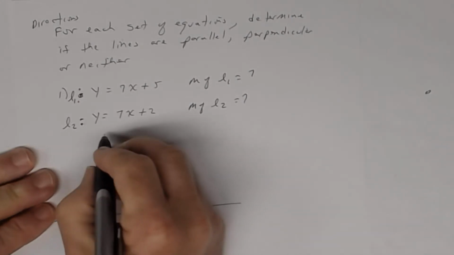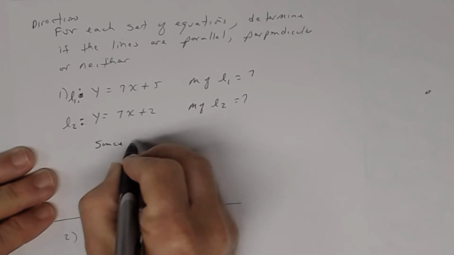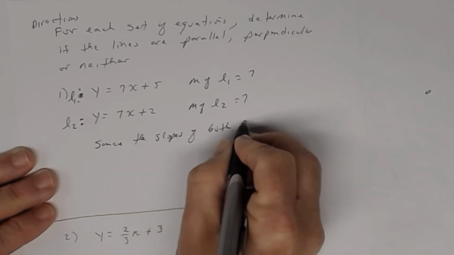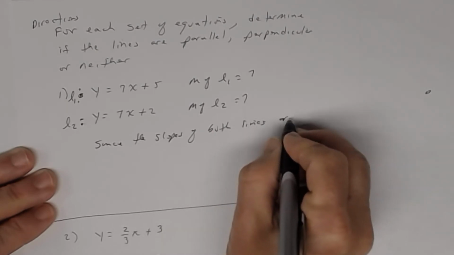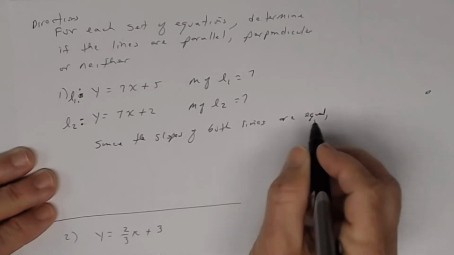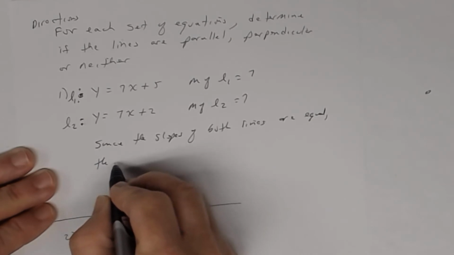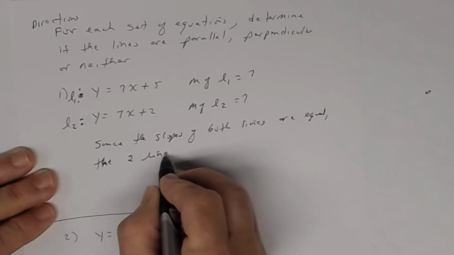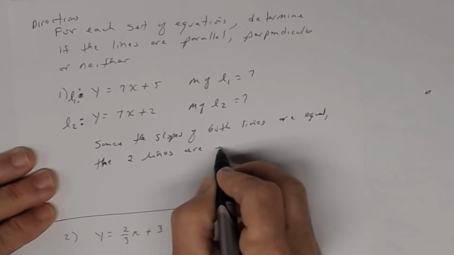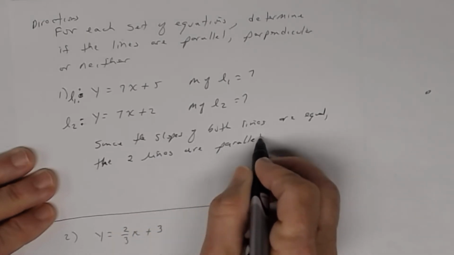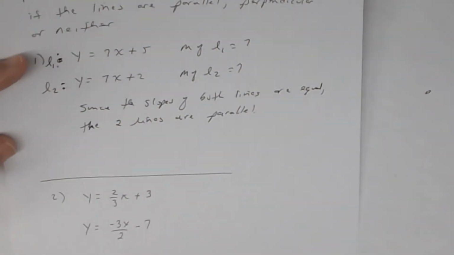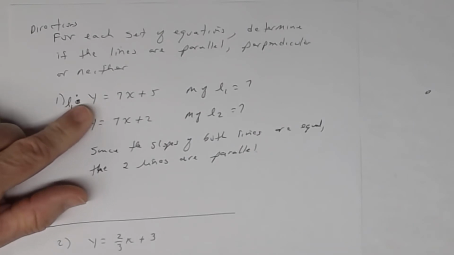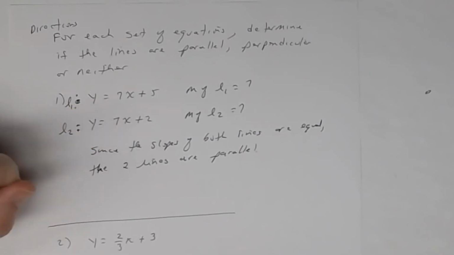So since the slopes of both lines are equal, that means that the two lines are parallel. Okay, that's all that is. Now this was easy because both lines were already in slope-intercept form, so you could easily determine the slope.